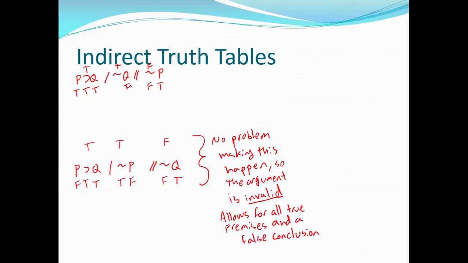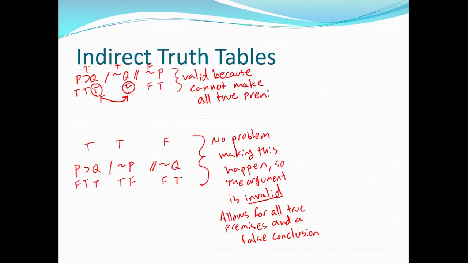Q has to be false here, but we just hit a problem. In order for these premises to both be true, Q has to be true in one place and false in another. And there you've bumped into an inconsistency. And so here you cannot make it happen. You have a problem making it happen, and so the argument is valid, because you cannot make true premises and a false conclusion.